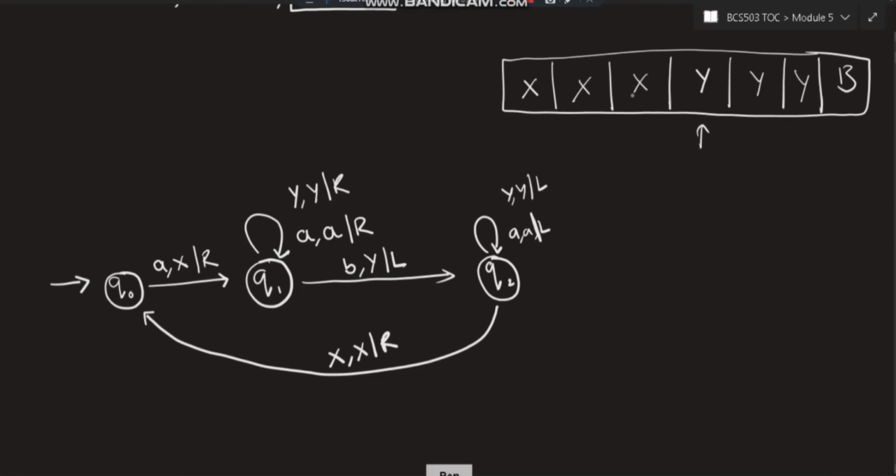Again after that, move to the left. Now X here, right? In this spot I found X. So what I have to do? XXR means I have to move to the right here.